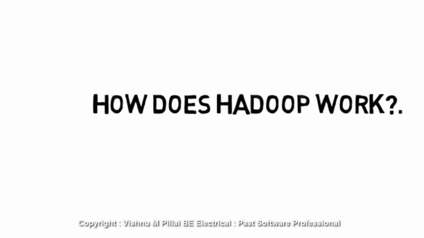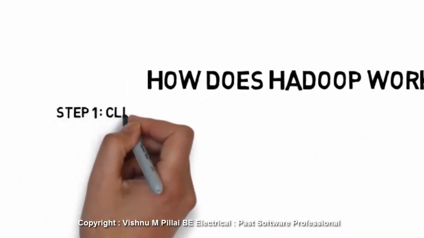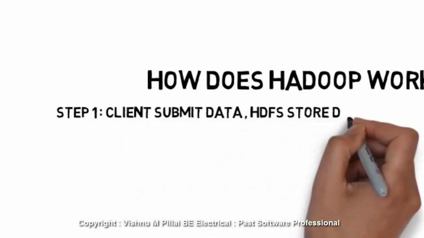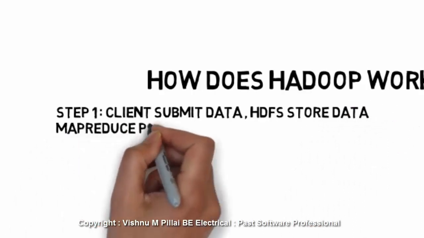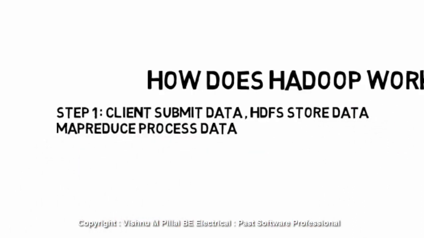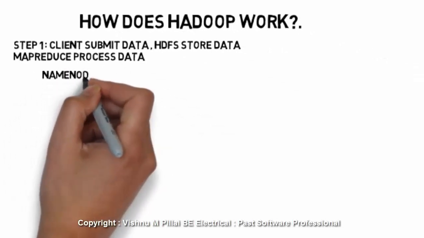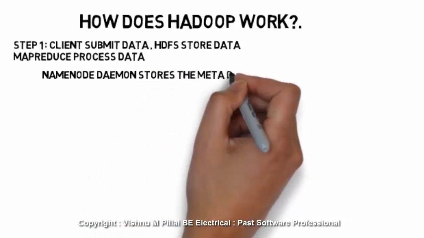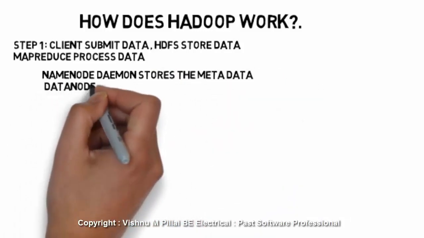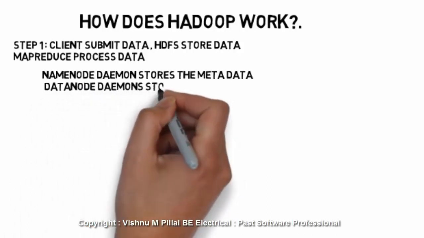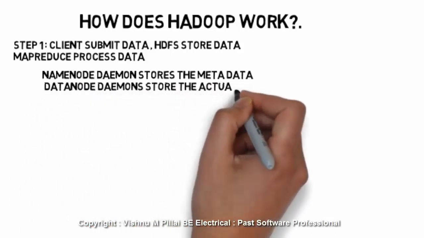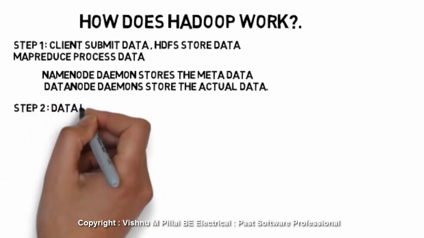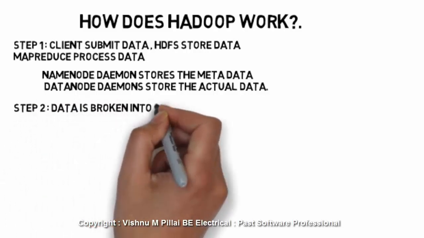Now we'll look into how Hadoop works. This is a basic overview of how this whole system works. This is not a definitive way, but it's an overview to understand. The client will submit the data, HDFS will store the data and MapReduce will process the data. If you want to analyze a huge amount of data, like website information, website browsing history, or social media data, you can submit that data, and the data will be stored in HDFS, and MapReduce will process that data.